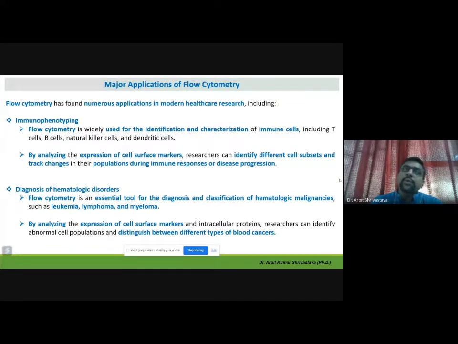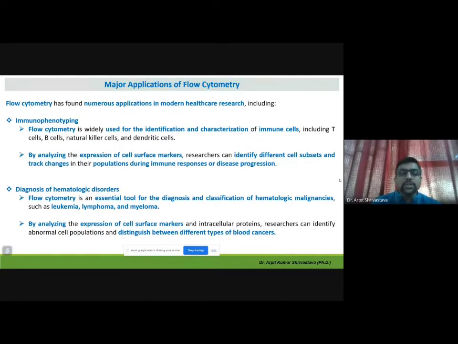So by doing immunophenotyping, we can analyze the disease progression, we can understand the immune response, we can see what particular immune response is generated for what particular condition, and what the different cells showing different kinds of phenotypic characteristics or expressing different kinds of protein are. We can measure these with the help of flow cytometry.